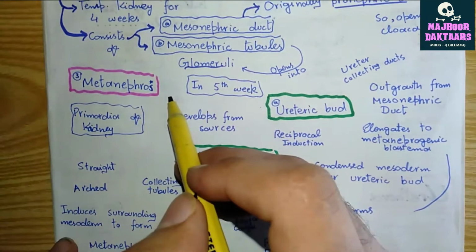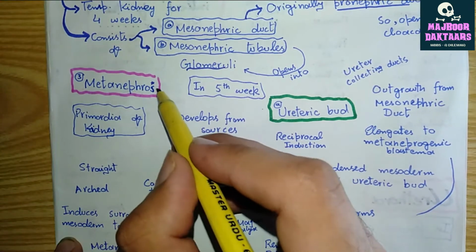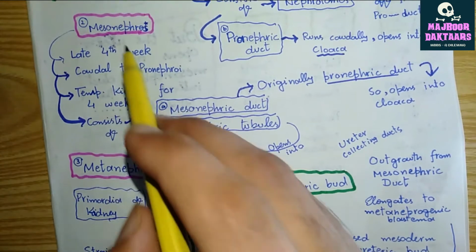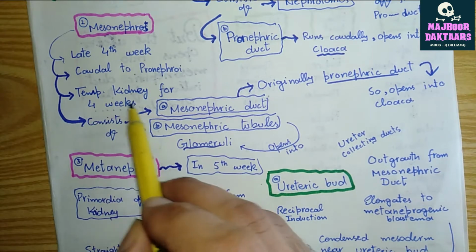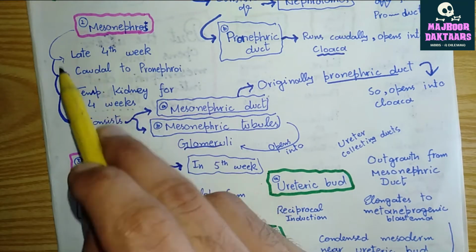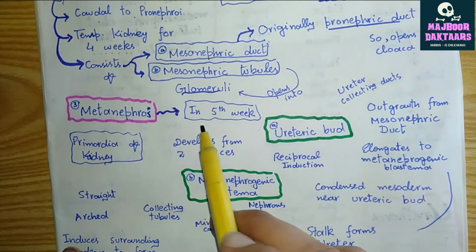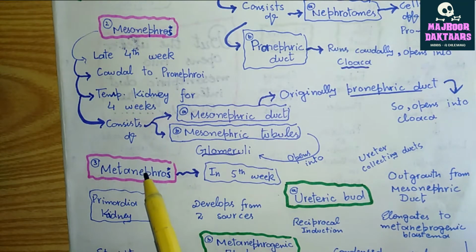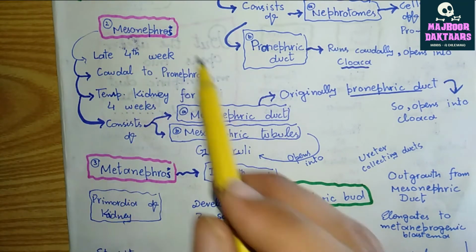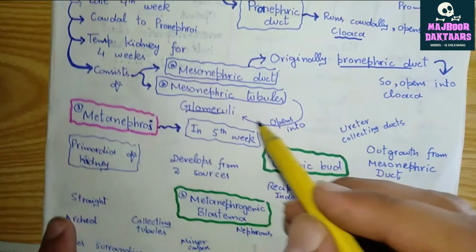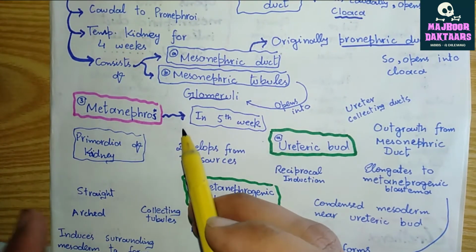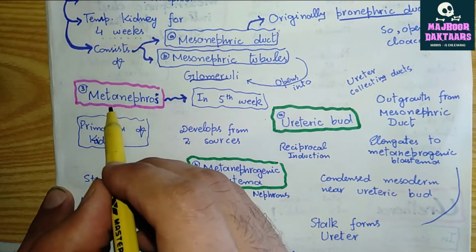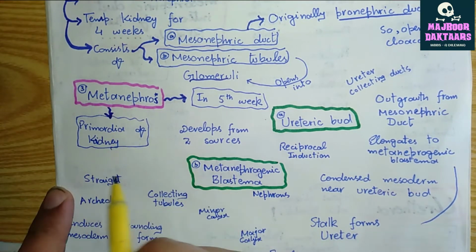Now the third stage, the metanephros, starts forming in the 5th week. Since the mesonephros remains functional for 4 weeks after the late 4th week, and the metanephros starts developing in the 5th week, we can say that the mesonephros and the metanephros stages coexist until the 10th week, at which the metanephros completes its formation. The metanephros is the primordium of the permanent adult kidneys.